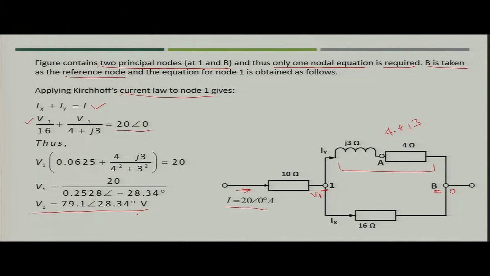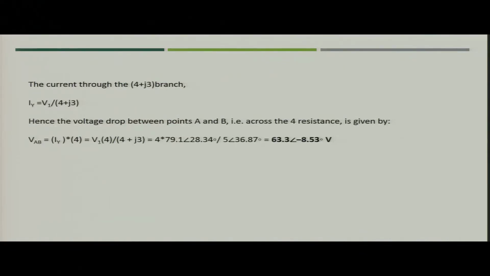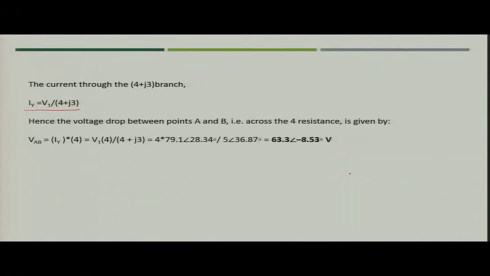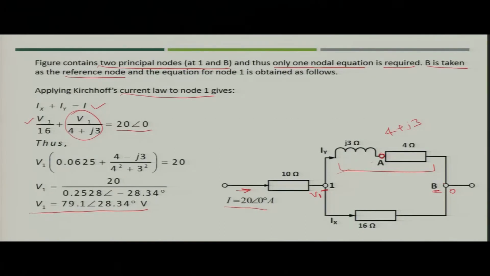So, you got the value of V1, but your objective is to find the value of VA. So, what will you do? You have to first find out the value of current Iy, that is nothing but V1 upon 4 plus J3, because Iy is nothing but V1 upon 4 plus J3. Now, we have to see what is the drop in this particular segment, that is between A and B. So, what will you do? You will use Ohm's law, and whatever the current is flowing, that is Iy, multiplied by the resistance 4 would be the voltage at node A.